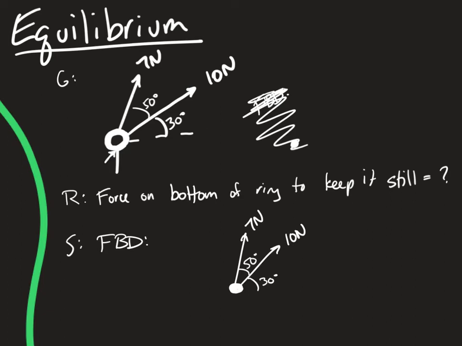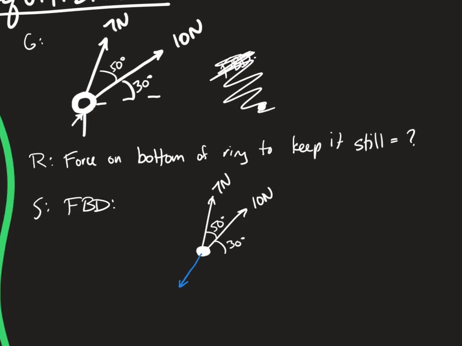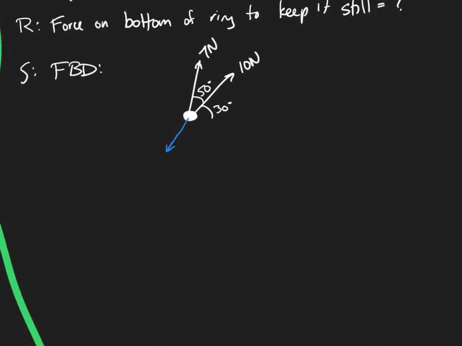And now we're like, okay, what are the forces? Well, obviously there's another force, otherwise this thing would go flying off into space. So there's a force here, and I don't know what that force is. But I have a pretty good guess that the force on the ring is going to be going off this way, because otherwise it's just going to fly off in the other direction.